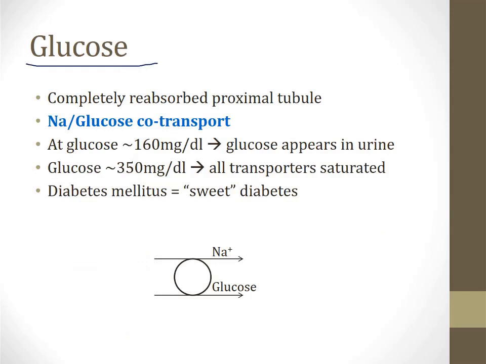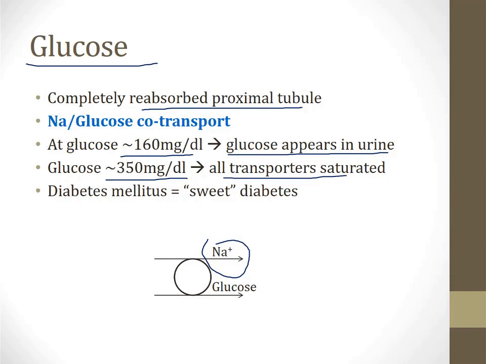As I told you before, this is completely reabsorbed by the proximal tubule under normal circumstances, and it's reabsorbed together with sodium by a co-transporter. If a patient develops a high glucose concentration in the serum, as occurs in diabetes, if the glucose level gets to about 160, then glucose will start to appear in the urine. At 350 milligrams per deciliter in the serum, all transporters are saturated, and at that point, any further increase in serum glucose leads to more glucose in the urine.